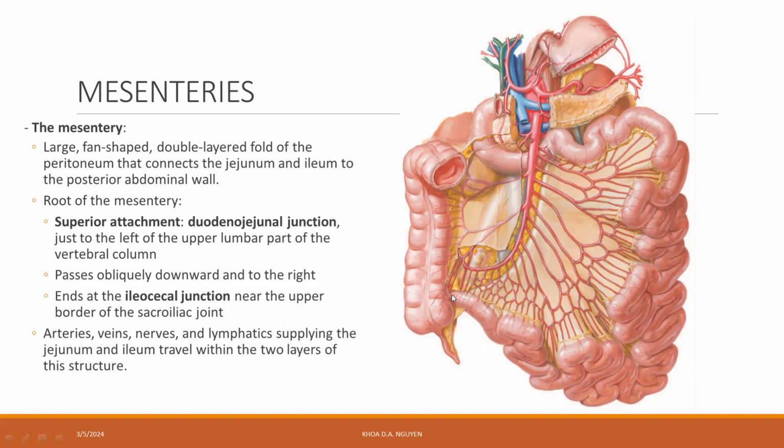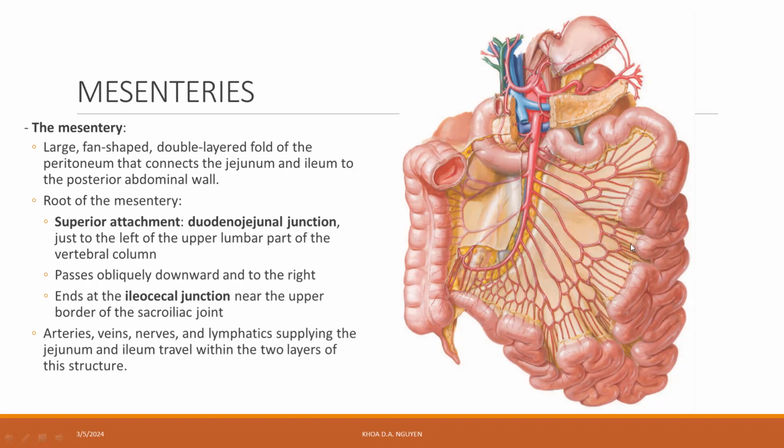Okay, so where's the root of the mesentery? First off, it starts here at the duodenal-jejunal junction, going to go down and to the right and down and to the right until you get here to the ileocecal junction. All right, now the arteries, veins, nerves, and lymphatics that are supplying the jejunum and ileum will travel within the two layers of this structure. Like, for example, you see all of these jejunal and ileal arteries right here. They will have to course within the mesentery itself in order to get into these organs.